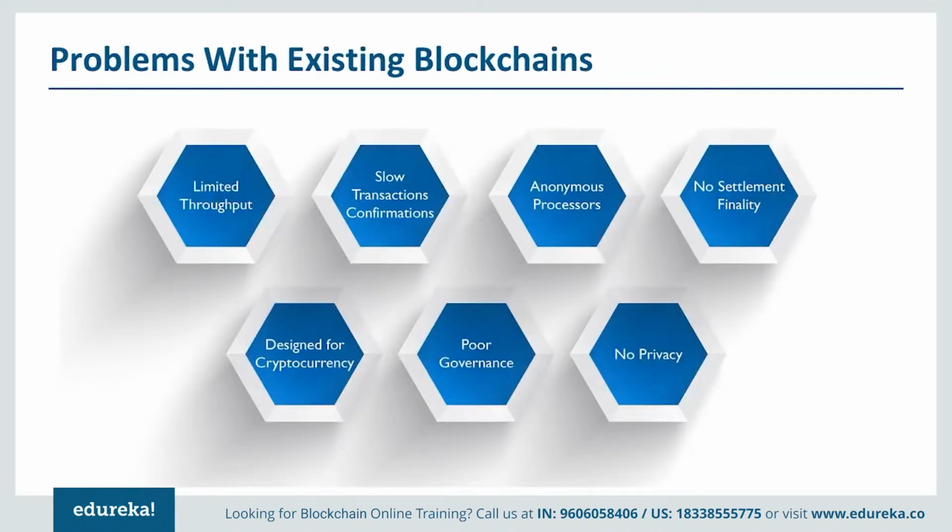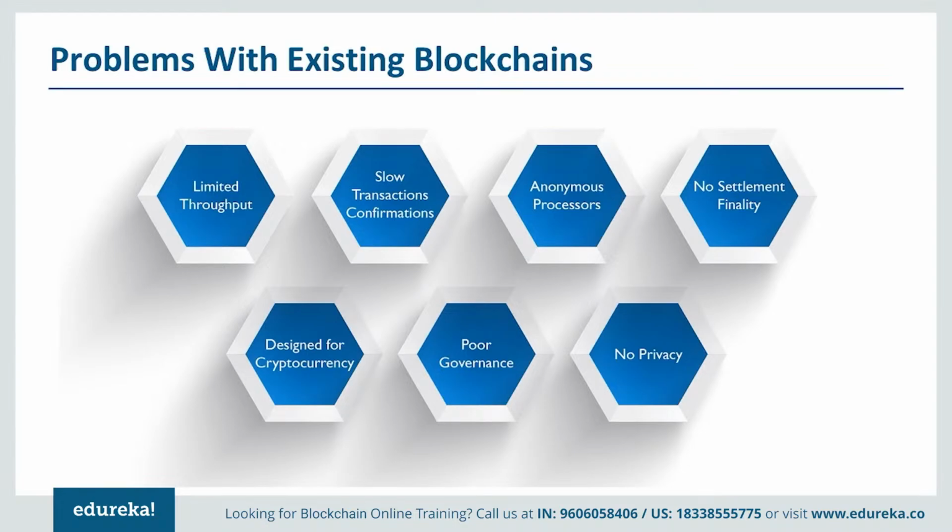Now, what are the problems with the existing blockchains, especially the blockchains that we have seen till now? They have a limited throughput. So, they are giving the blocks after a certain interval, while, in a business network, you generally expect real-time output. Slow transaction confirmation, same thing.